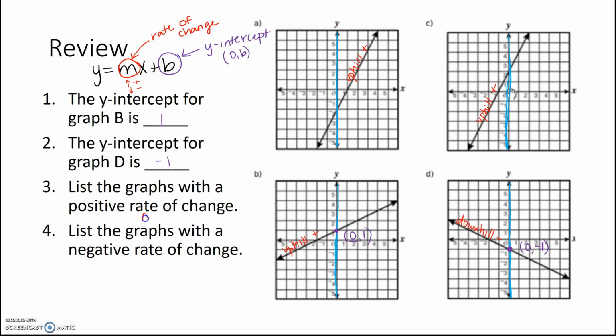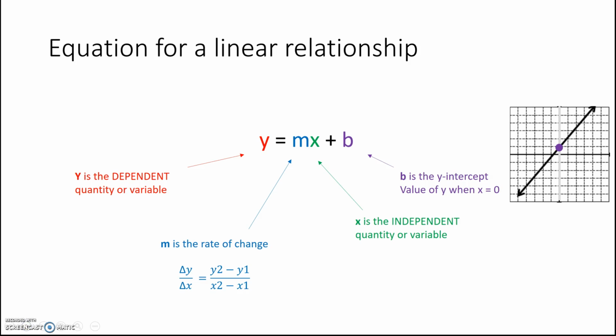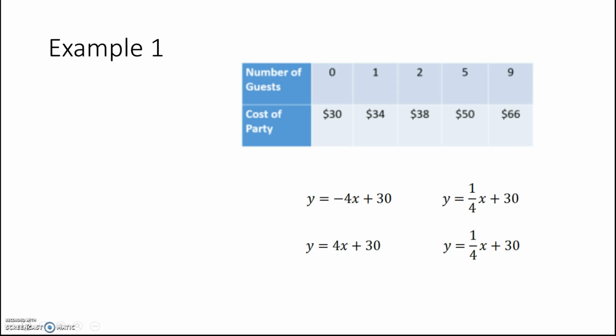So downhill is negative. So it says list the graphs with a positive rate of change. So that would be A, B, and C. And then list the graphs with a negative rate of change. So that is D. Okay, so that's a review. So we are still going to be working with our rate of change and our y-intercept, but today we are going to be working with tables instead of graphs.